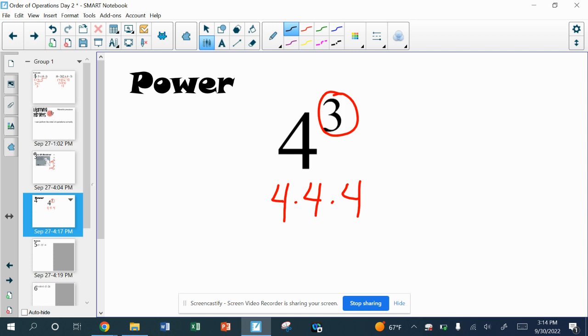So you can write it out like this if you want to, or you can just do some multiplying in your head. But we know that 4 times 4 is going to be 16. And then we're going to multiply that by the next 4, which would be 64. You don't have to show this work, and I'm sorry that 64 looks so weird right there. 64 is 4 to the third power.